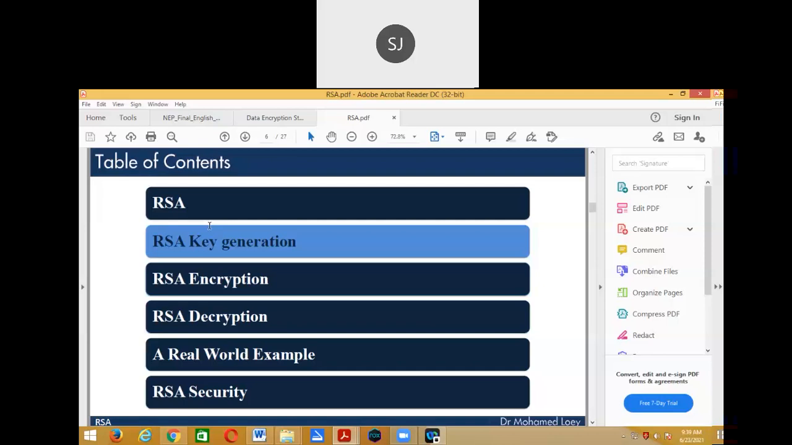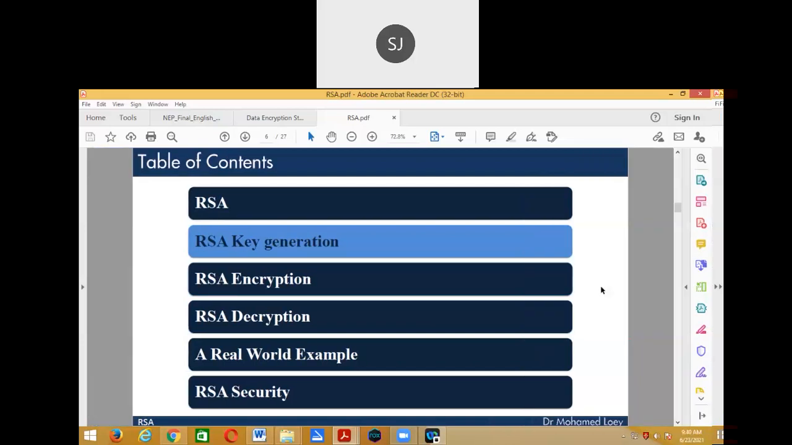Anybody? Why is it called symmetric key encryption? What is the symmetry here? Yes, Prarthana Nayak, she said, what is that? Prarthana?